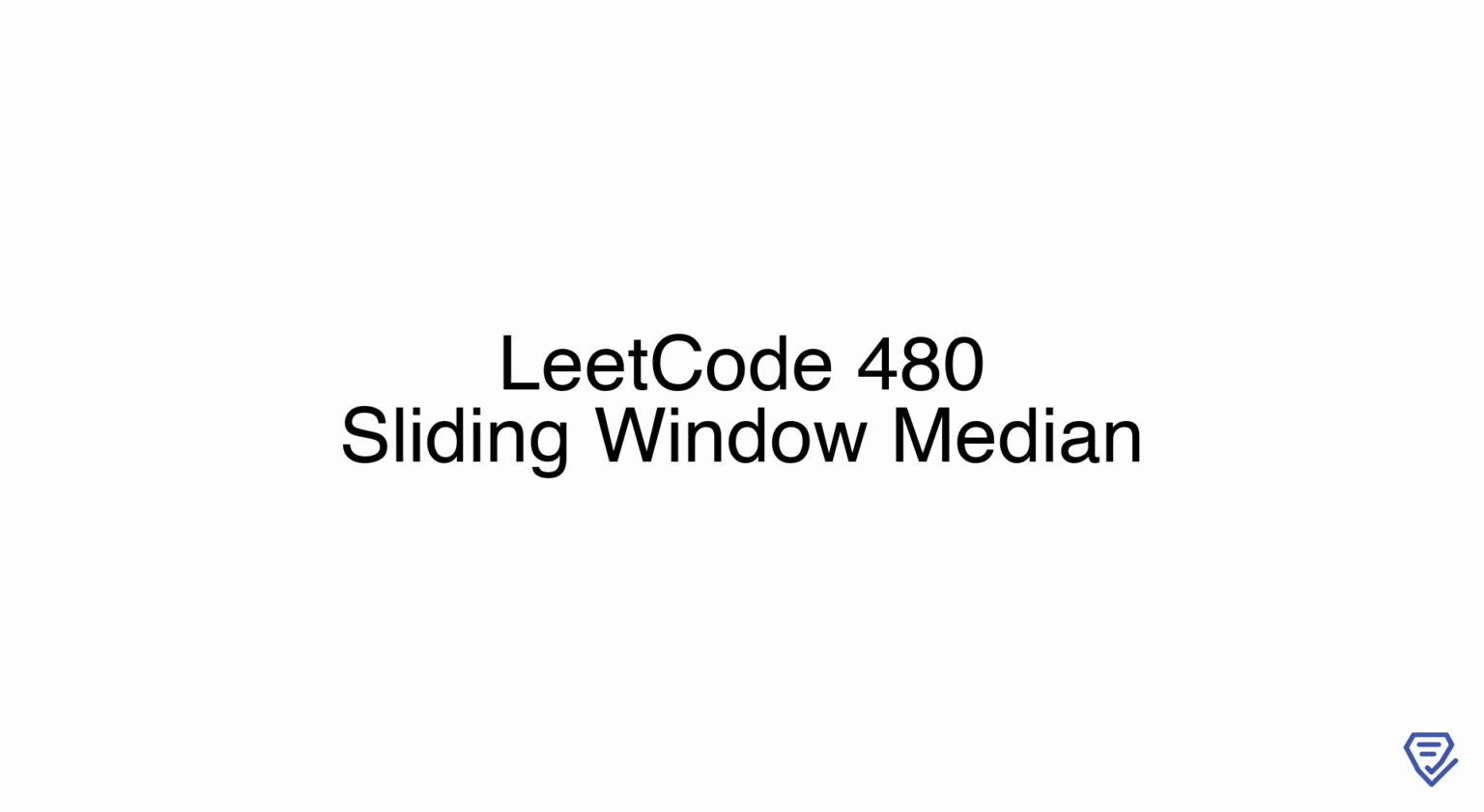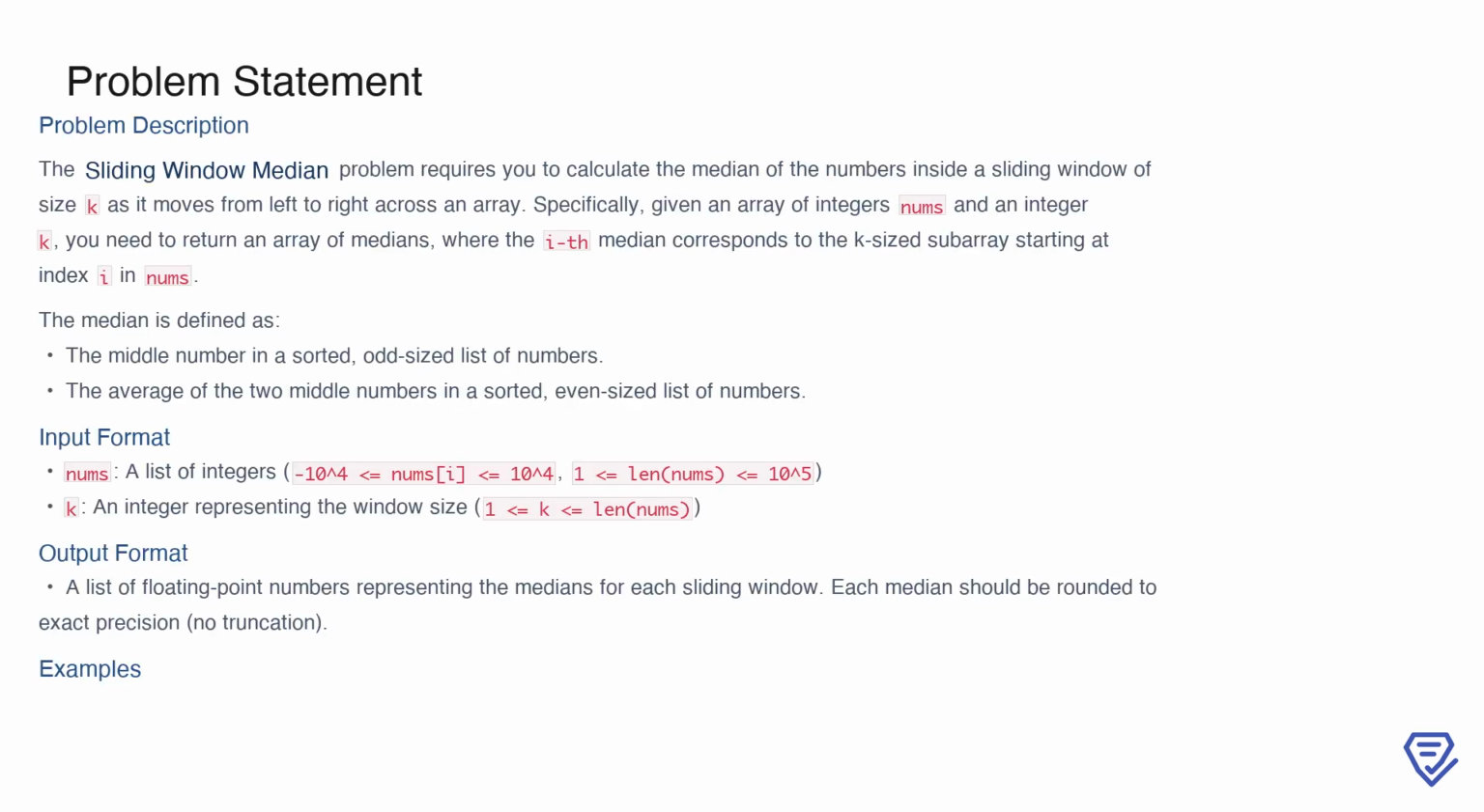Let's get started. The sliding window median problem involves finding the median of a dynamic subset of elements within a given array. Imagine you have an array of integers and a window of size k that moves one step at a time from the start of the array to the end. For each window position, your task is to calculate the median of the numbers inside that window.